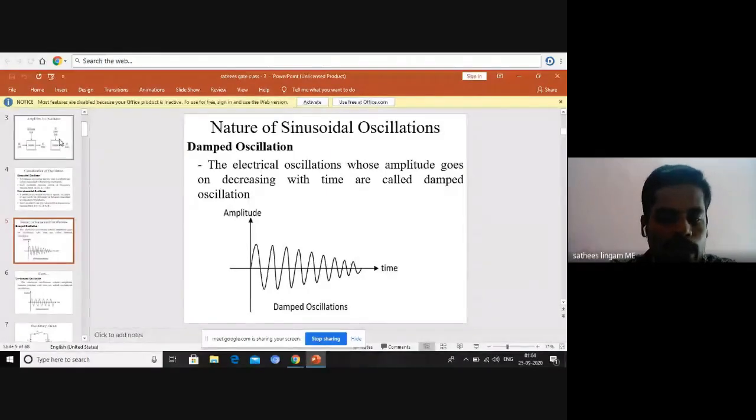This is called damped oscillation. At one point it will become zero, like a capacitor in DC. Imagine that once it is charged, it lightly discharges, and in every time interval the voltage amplitude goes down. Likewise here, the oscillation created also decreases every time interval. That is called damped oscillation. It is not very suitable, not very good in our oscillator circuitry.